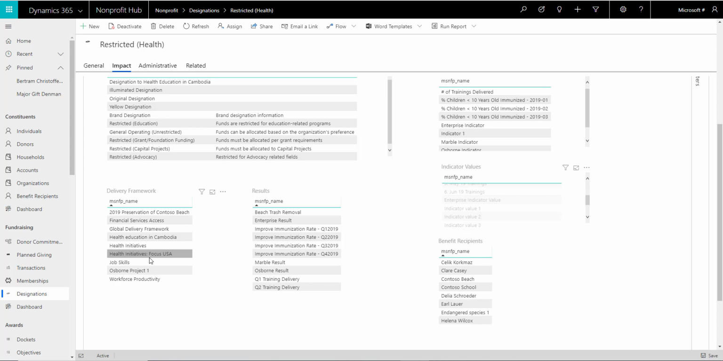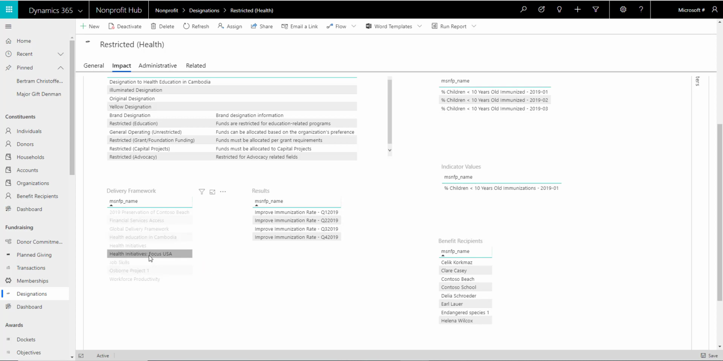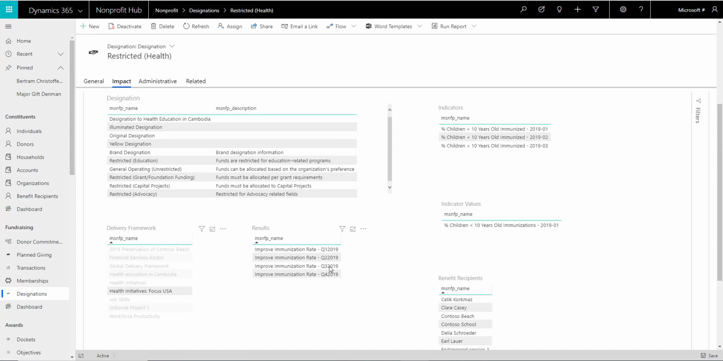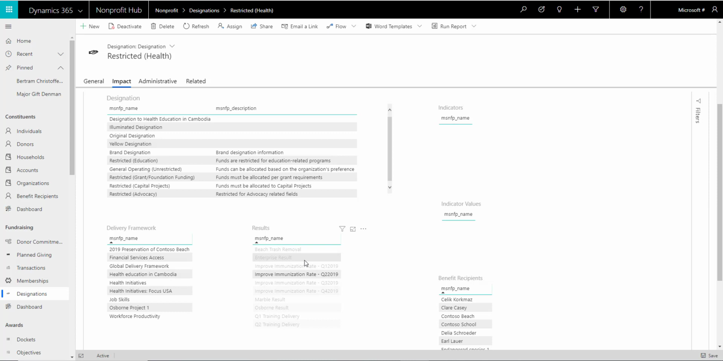If I was to look at a different specific delivery framework, more around USA focus, then I can see there's different results and different indicators for that. So I can keep drilling down and understanding the exact impact that a donor's fund is having. So I can provide that whole details to them if, again, from a privacy perspective, that's something that your organization allows. Thanks.